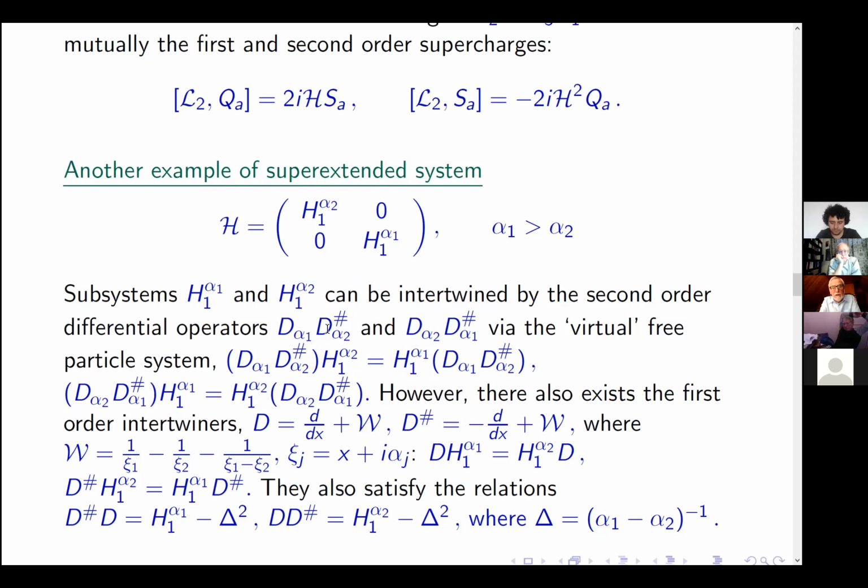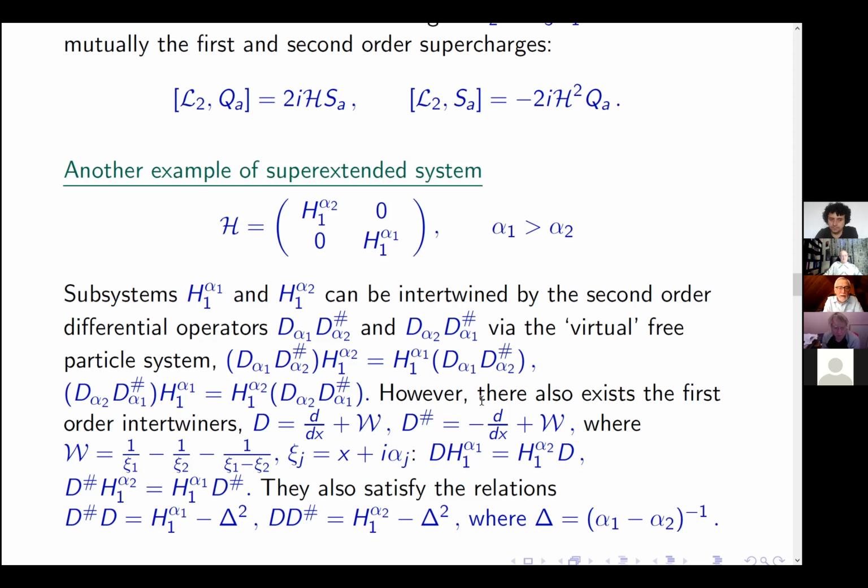That is, the first factor, commuting with the Hamiltonian, will produce a free particle Hamiltonian, and then applying the action of the second factor, we produce the partner Hamiltonian. But it is important that besides the second order intertwining operators, this system is characterized also by the presence of a first order Darboux intertwining operator, which has the form shown here, and the corresponding superpotential is indicated here. Xi1 and Xi2 are x plus i alpha 1 and x plus i alpha 2. So these first order differential operators directly intertwine these two Hamiltonians of the two subsystems.